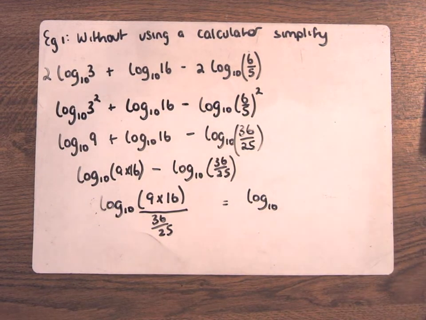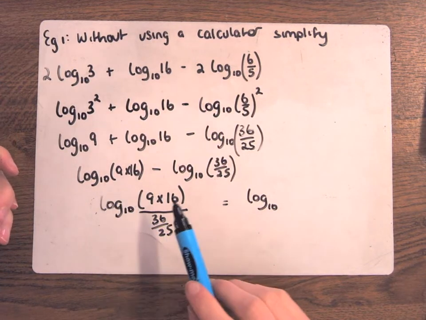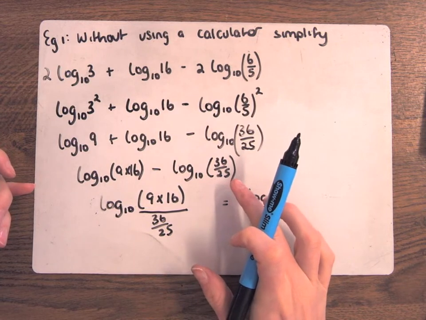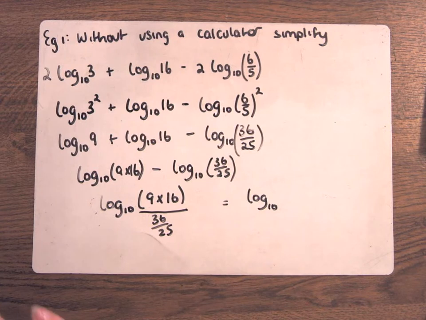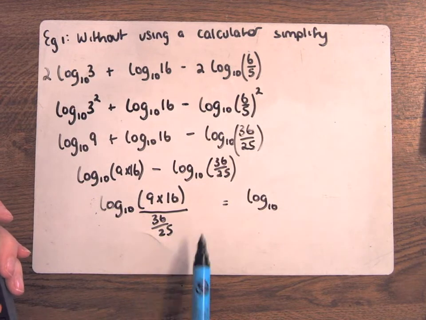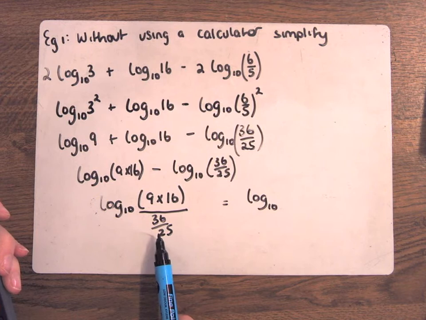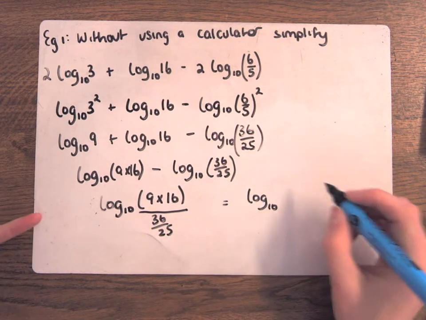Because I'm dividing. So when I'm minusing, my law tells me that I need to divide this divided by this. Does the 36 over 25 go over the log to the base 10 as well? No, it's just this part of it. That's the value.